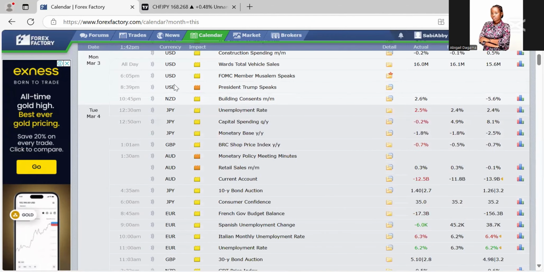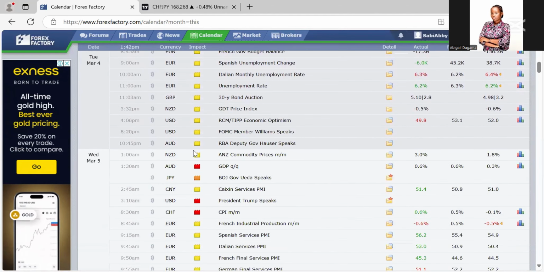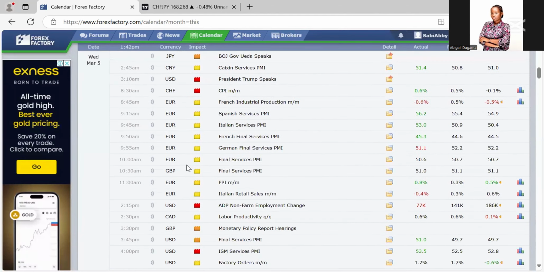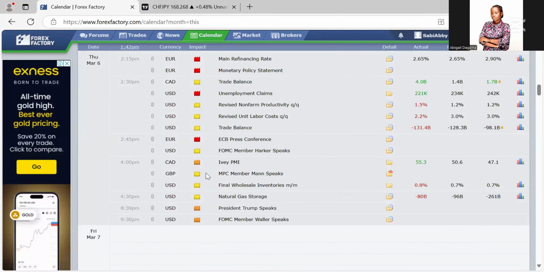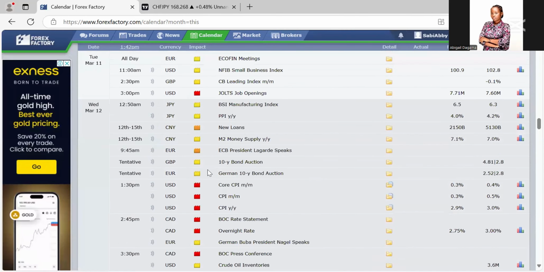Let's go ahead and see if we have any GDP news release coming out first so that we can fully understand what we are looking at. I think I saw one coming out on the 12th of March.